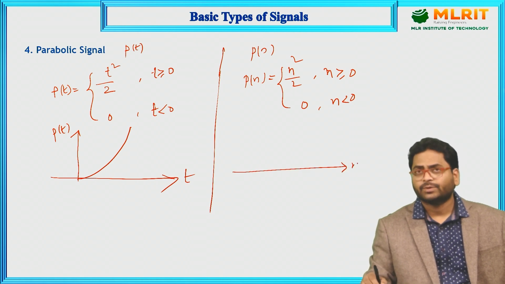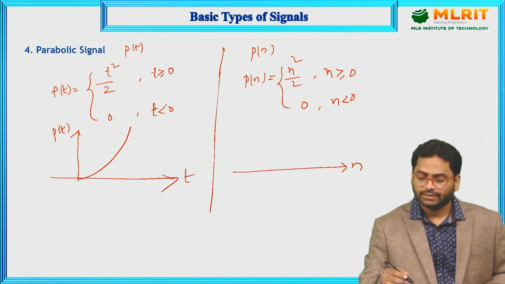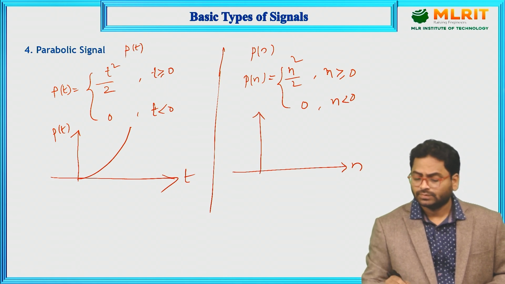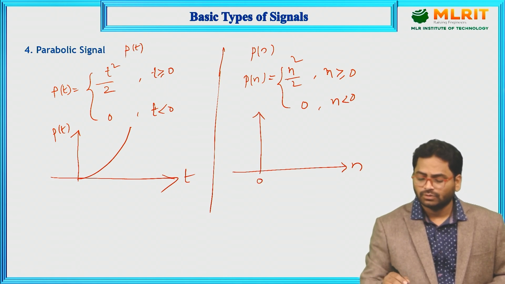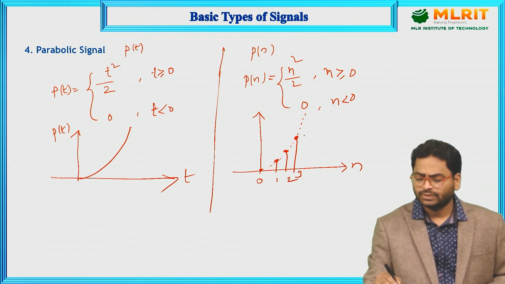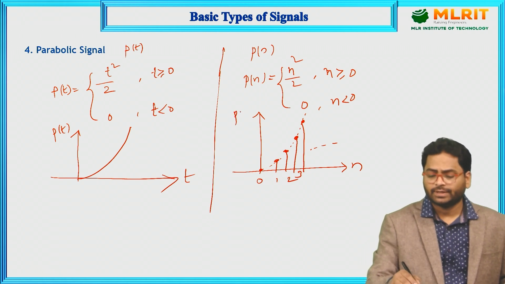And in representation in discrete domain, look at here. At 0, we will have to substitute the 0, and you will get a signal like this. And first 0, 1, 2, 3, 4, like this. So your signal is a parabola signal.